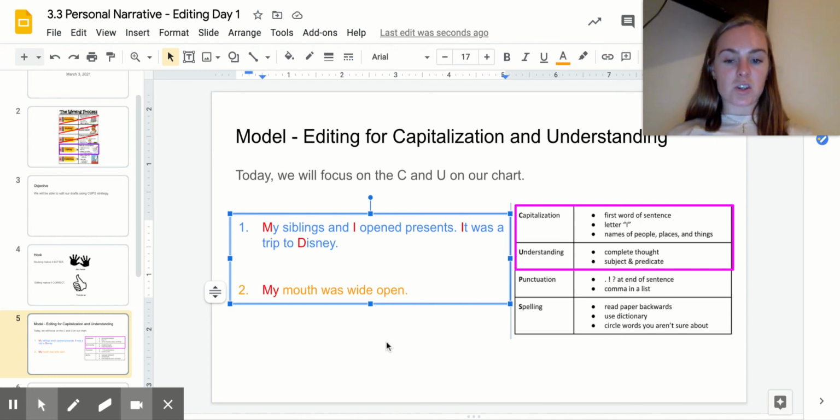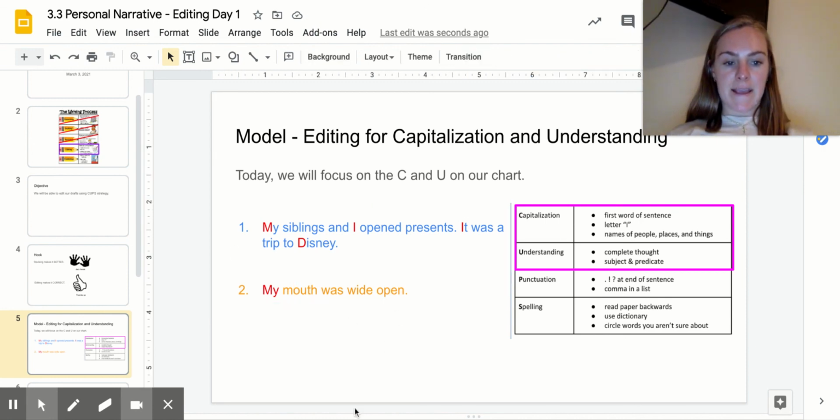So now let me make sure it makes a full sentence. So whose mouth? My mouth was wide open. Okay, so that makes a complete sentence. Writers, I hope this model helped you and you have a better understanding of capitalization and understanding.